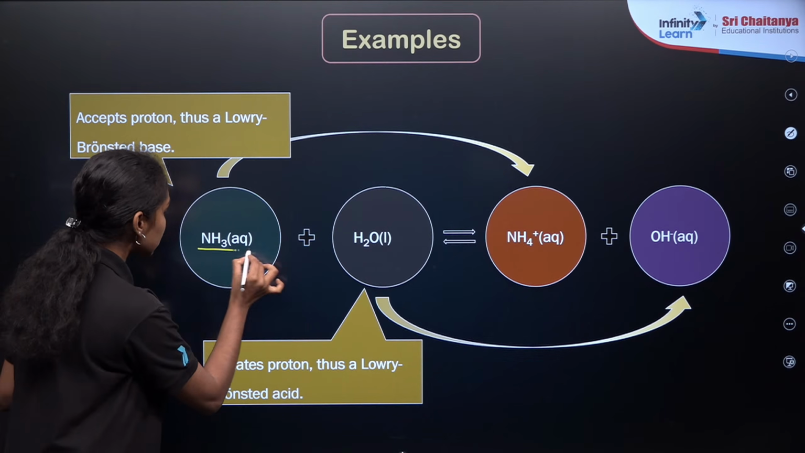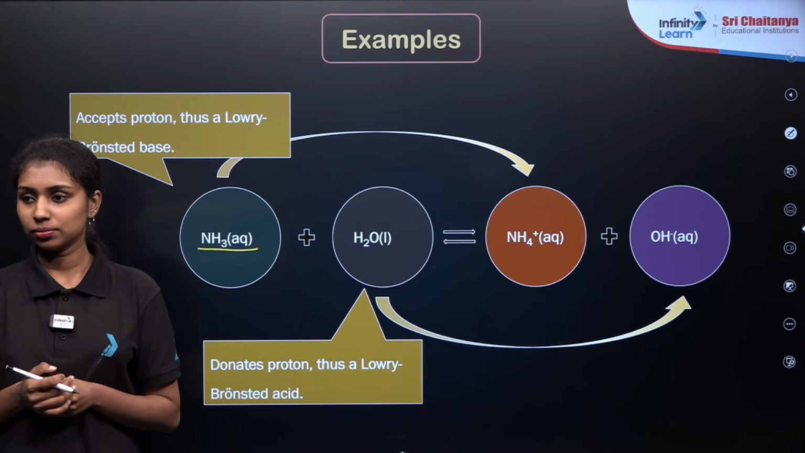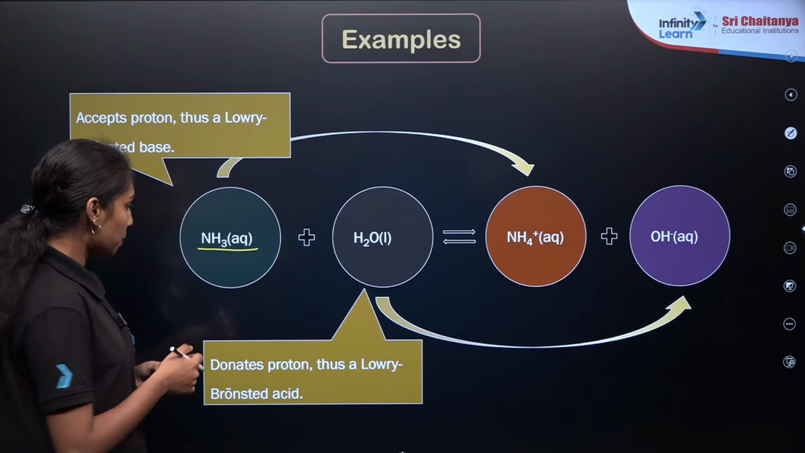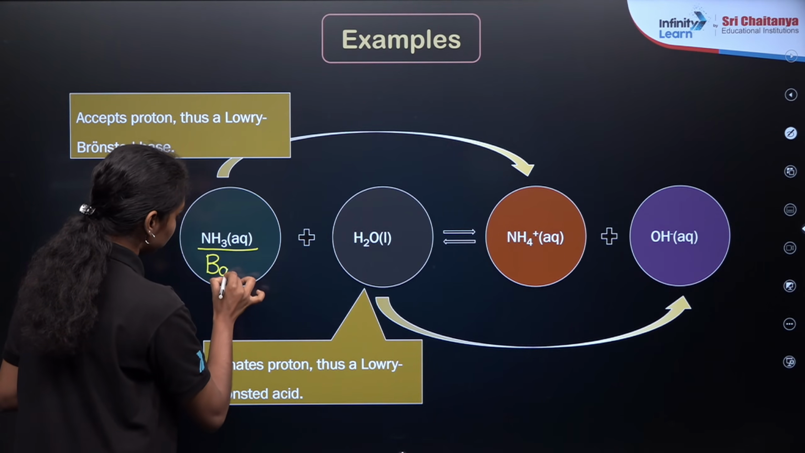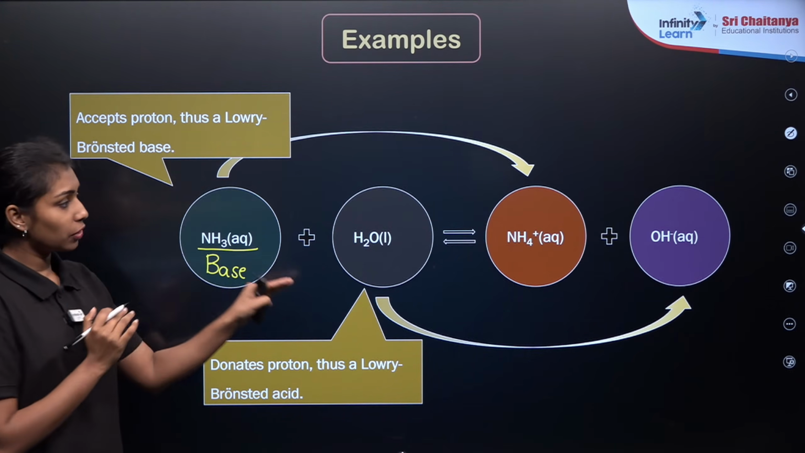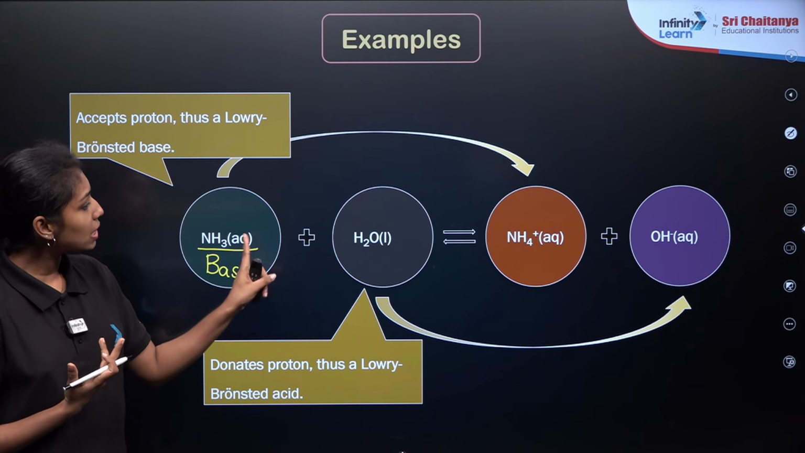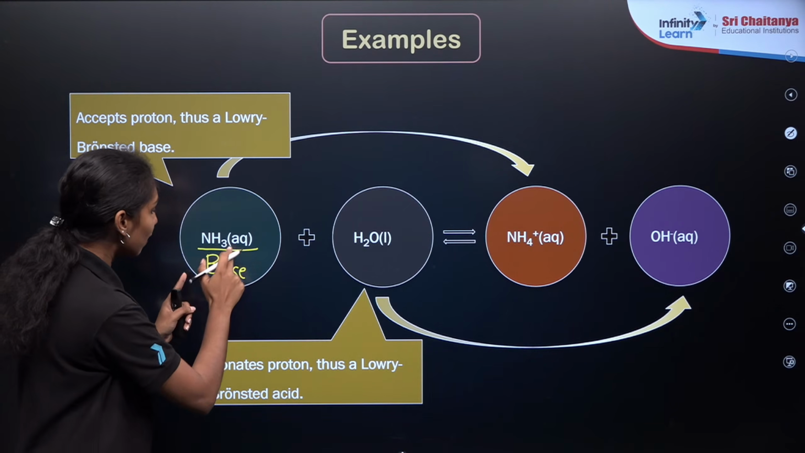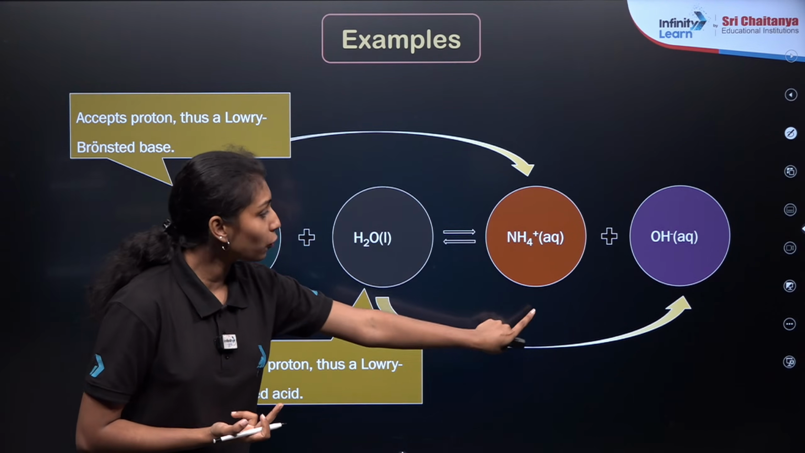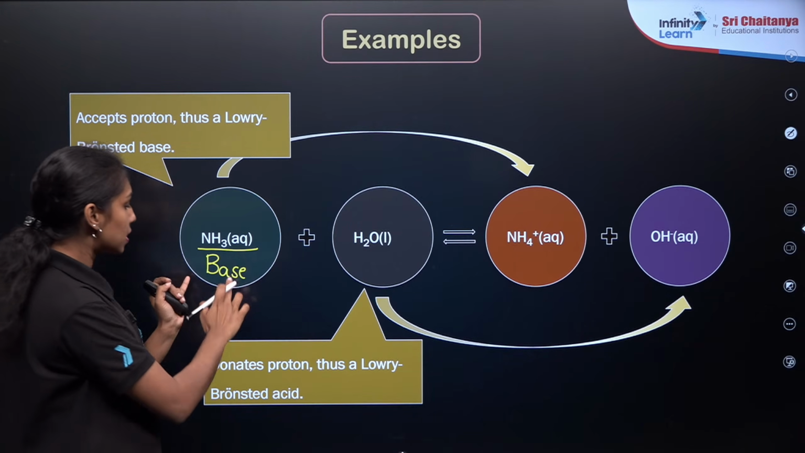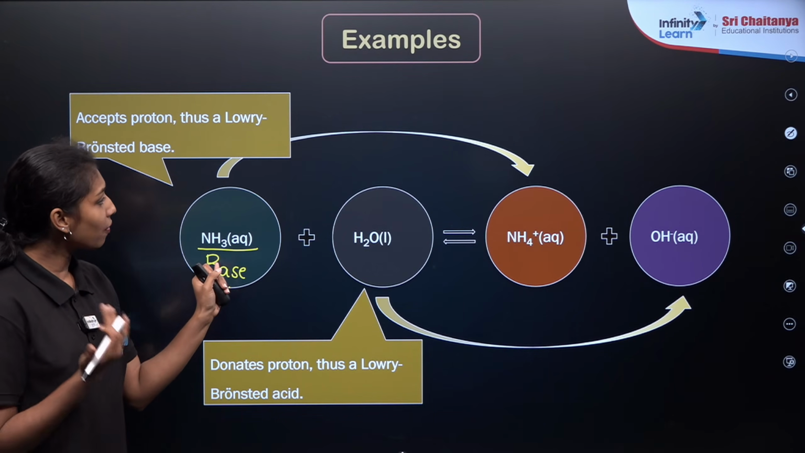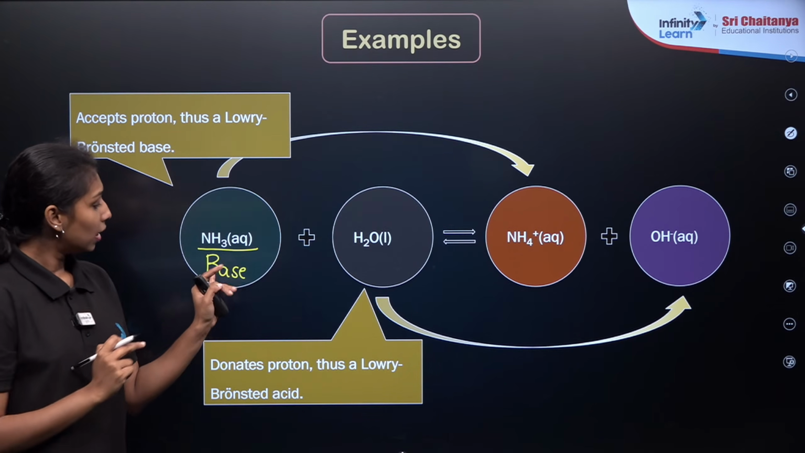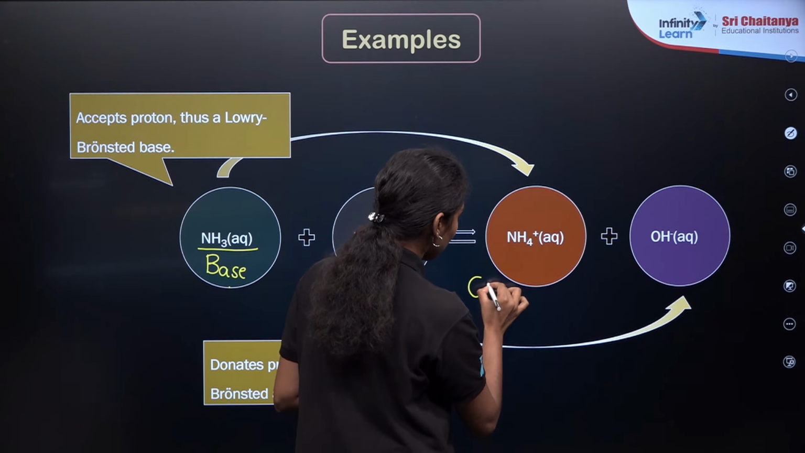As we already know, what is the nature of ammonia? Ammonia is a base. So when ammonia is treated with water, according to the Lowry-Brønsted concept, a base has the tendency to accept H plus ion. So this NH3 will accept H plus ion to form NH4 plus, right? I hope you are getting my point. So NH3 is a base, and it has a tendency to accept H plus ion, forming NH4 plus ion.